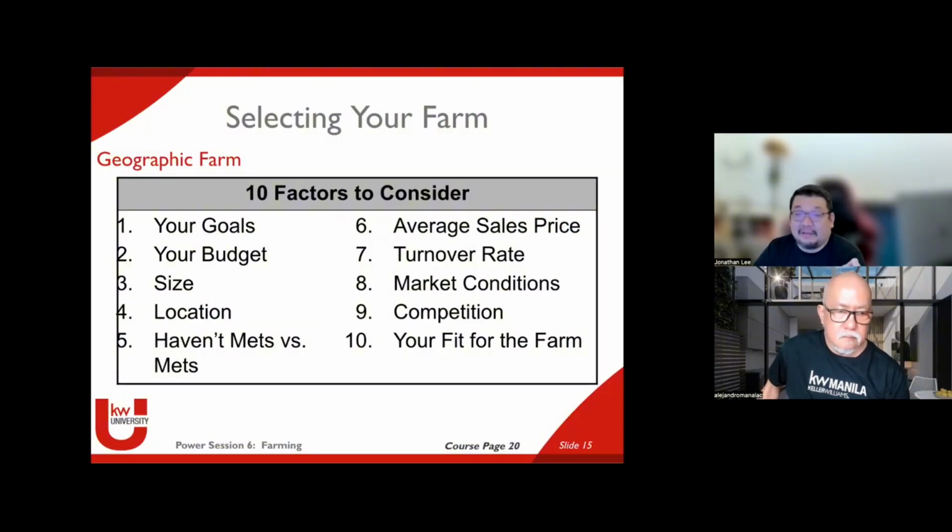What's the size of that particular farm? Is it location? How many mets and haven't mets do you have in your database that potentially could fit there? Right? What's the average price per unit? What's the turnover rate? How often do people change hands in that location? Right? What's the market condition? What's the competition? Are you a fit for the farm? Ask yourself those questions to consider the geographical location.